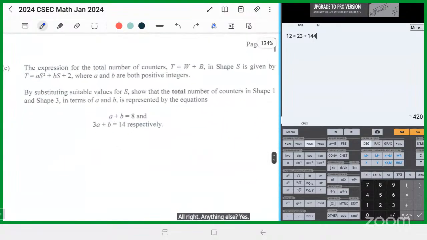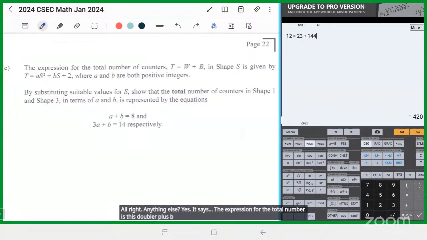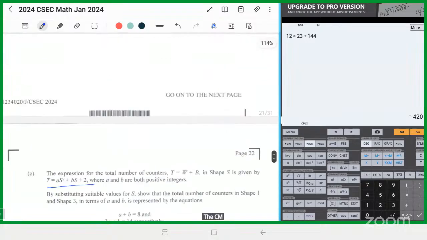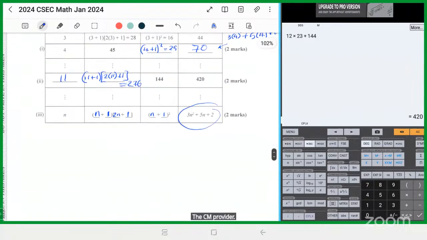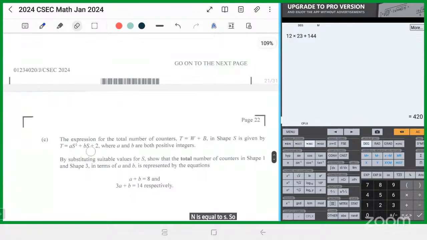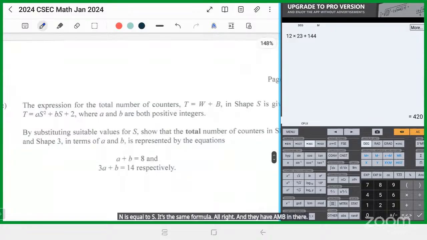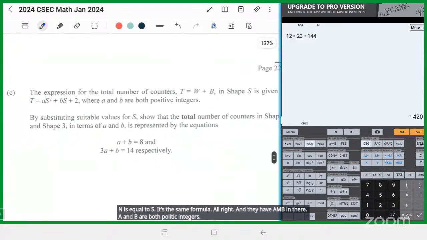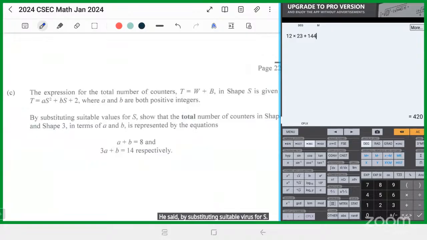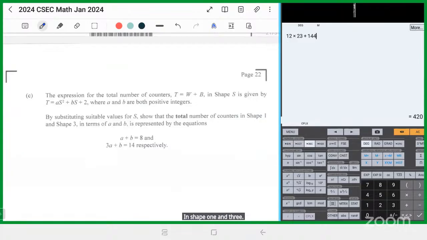It says the expression for the total number, W plus B in shape S, is given by this formula. It's the same formula they have here now, just that n is equal to S. It's the same formula. And they have A and B in there, where A and B are both positive integers. By substituting suitable values for S, show that the total number of counters in shapes 1 and 3 in terms of A and B are represented by this.